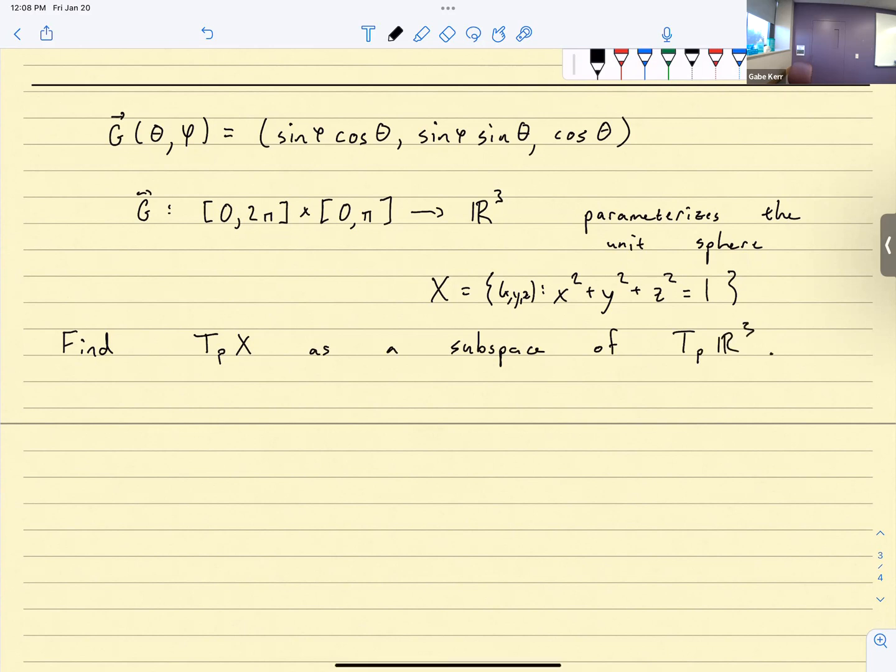The computation. So there's two ways of doing it. You choose, and you give a point P. One is to use the parametrization. The other is to use the constraint. Let's do both.